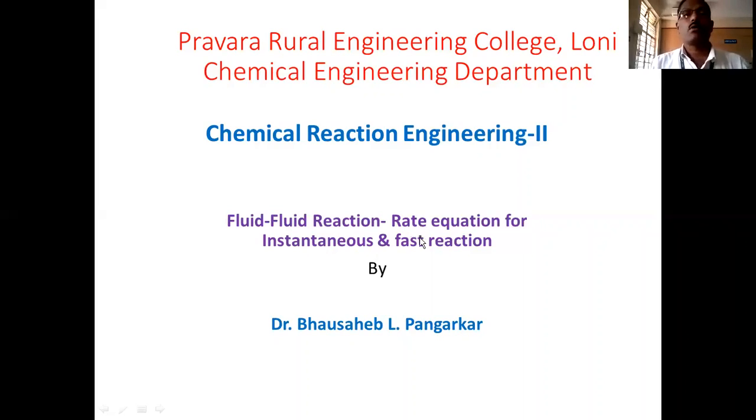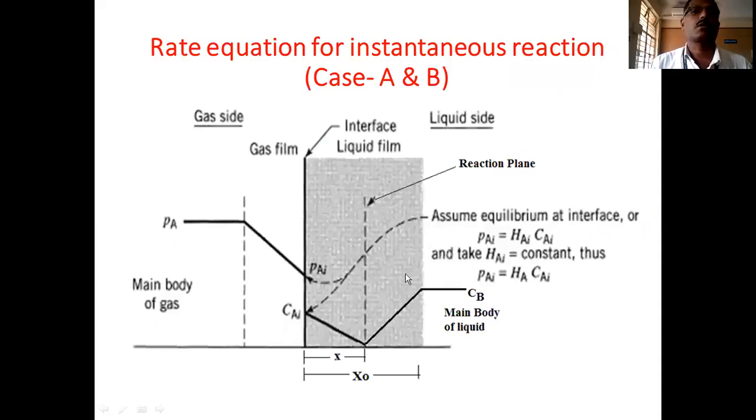So we will see how to determine the rate equation for instantaneous and fast reactions. First, the rate equation for the instantaneous reaction, cases A and B. When two fluids, gas and liquid, come in contact, an interface is formed. This is the gas side and this is the liquid side, so a gas film and a liquid film are formed, with the interface between them.